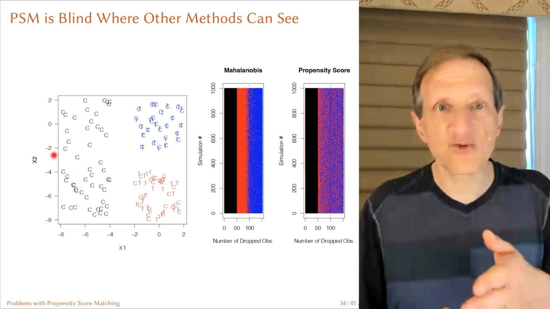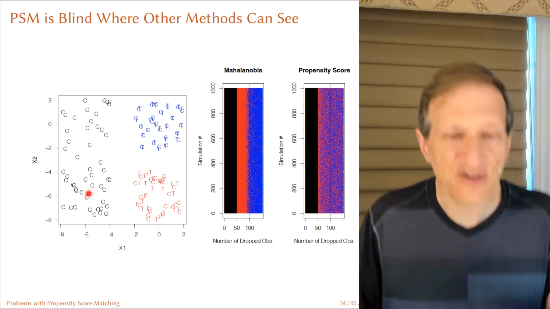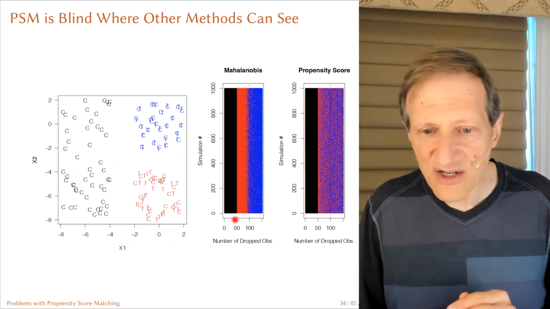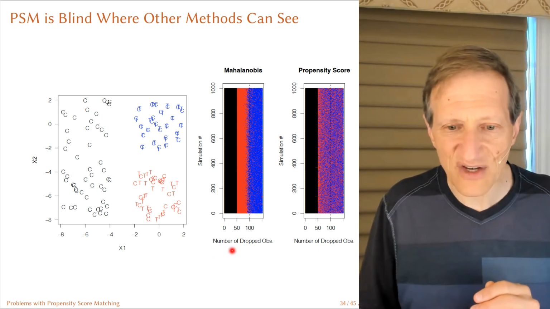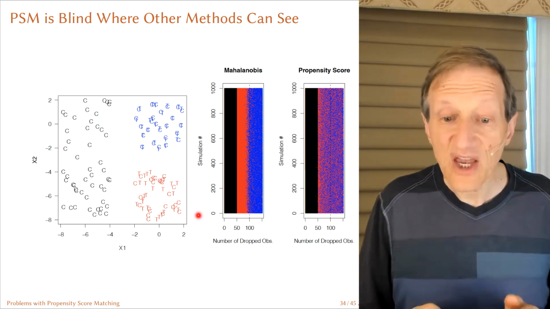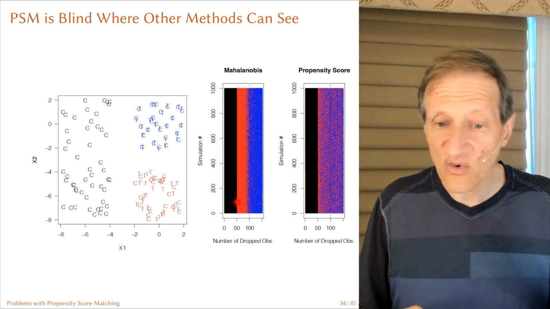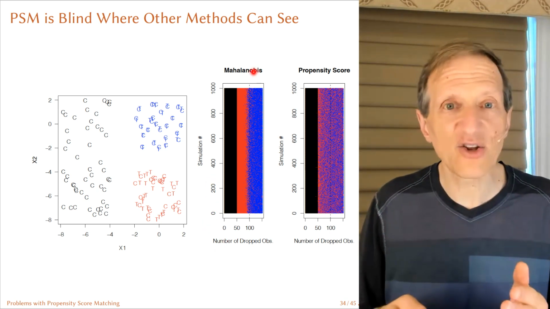Then we drop the next worst match, and the next, and the next, all the way from the left here to the right, right? Because the horizontal axis here is the number of dropped observations. So we go from the left to the right, from the worst observation, the worst match, all the way to the right. And you see what Mahalanobis does.